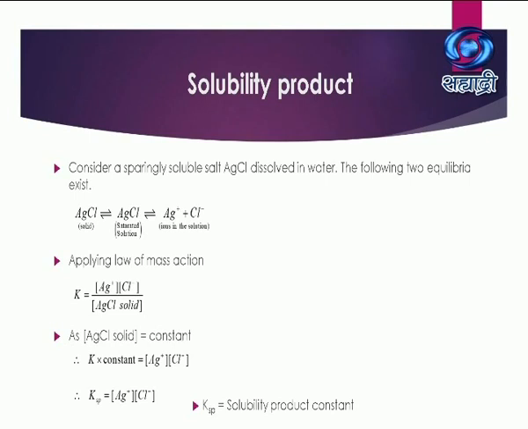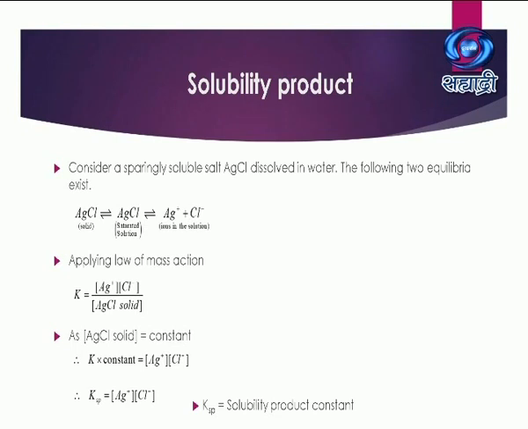So K into constant is equal to active mass of Ag+ into active mass of Cl-. This is a new constant called Ksp, and so the expression is Ksp equal to active mass of Ag+ into active mass of Cl-, where Ksp is called the solubility product constant.